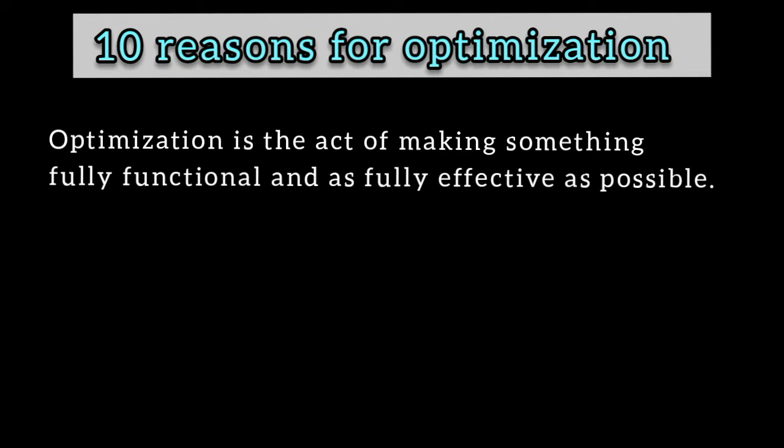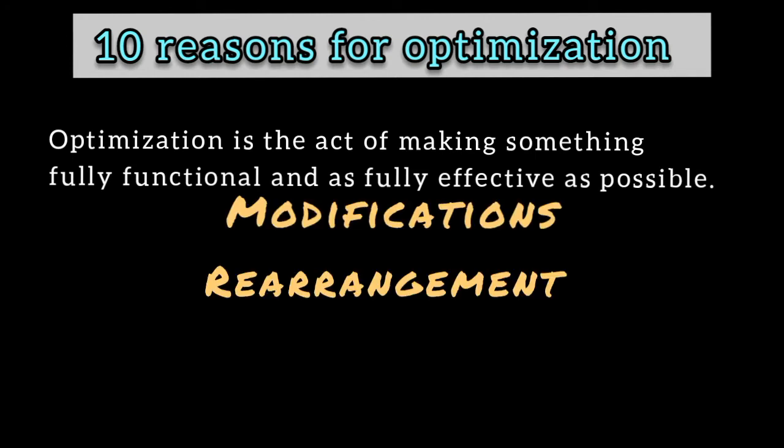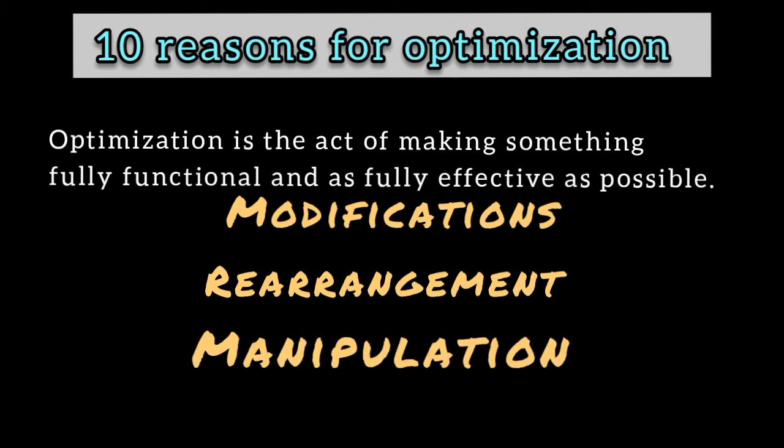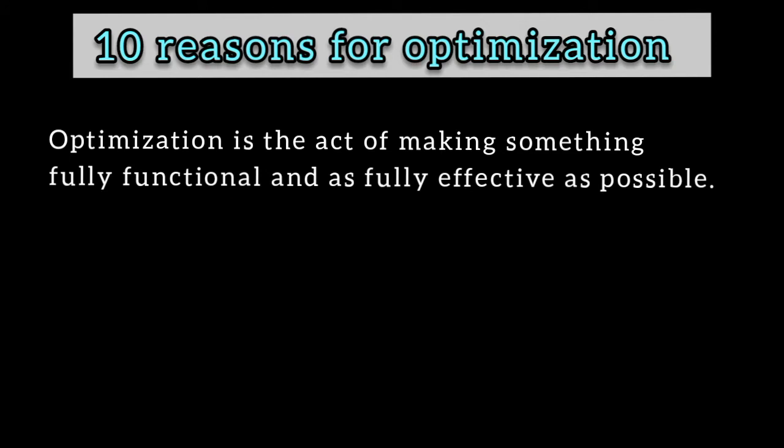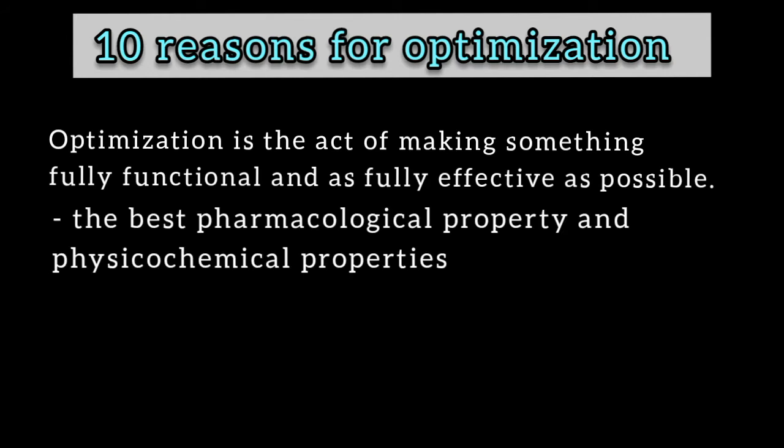And for you to do this, it requires you to change that thing. So in this case, we're talking about a lead molecule. So that means that for you to make a lead molecule as fully effective as possible, it requires change. This change can be done through modification, through rearrangement, and through manipulation. So in this case, we're changing the lead molecule to achieve the best pharmacological properties and the best physiochemical properties for its therapeutic use and its storage.